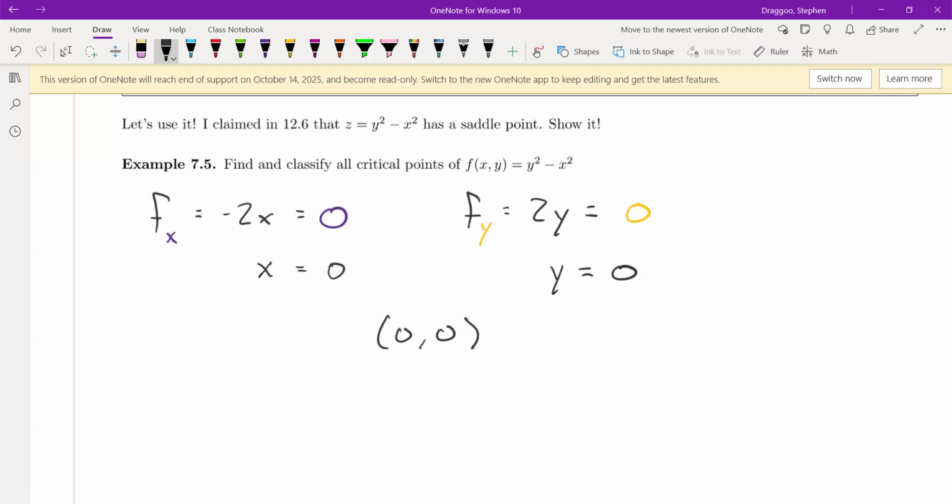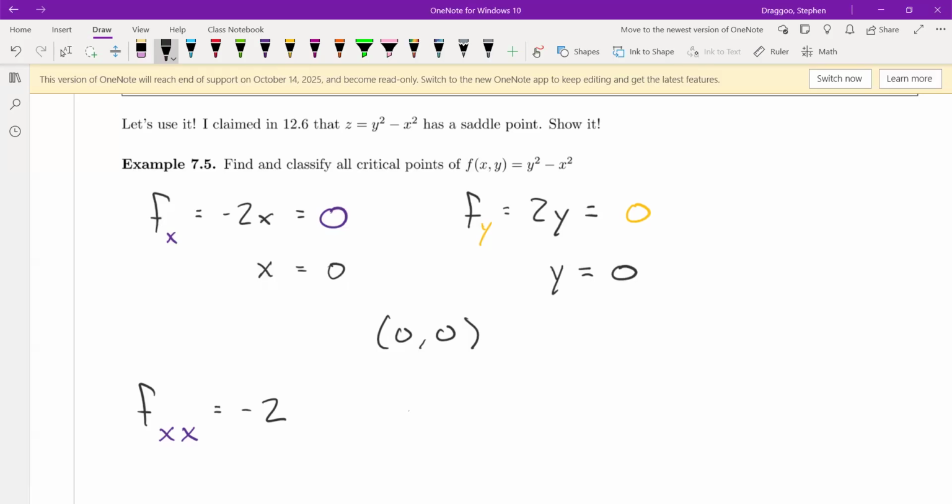Right, we have our critical point. We want to classify it now, which means we need our second order partial derivatives. So let's go get them. I'm gonna need fxx, which is -2. Derivative of -2x is -2.